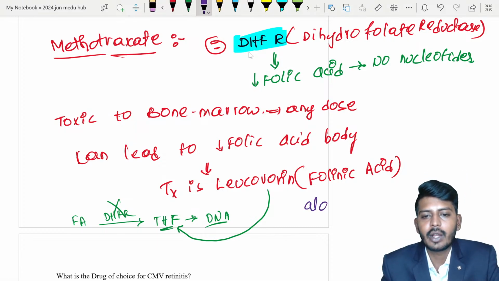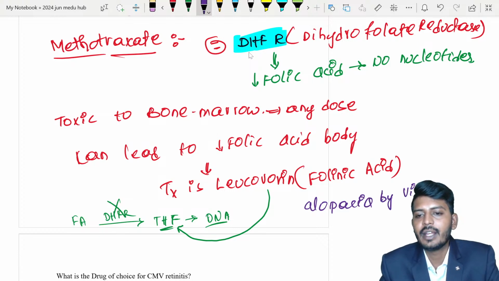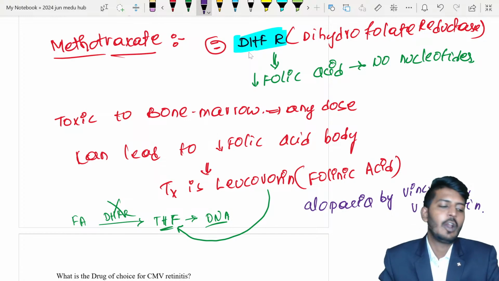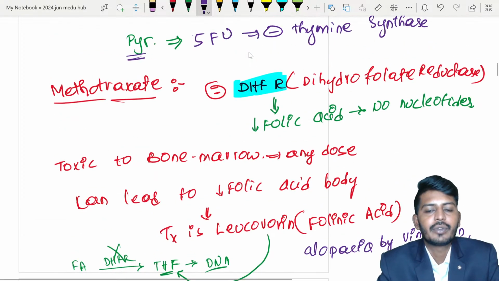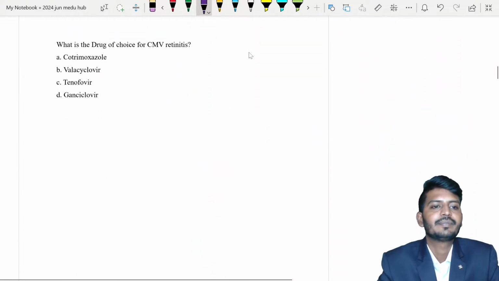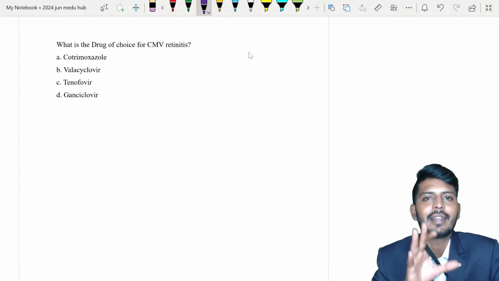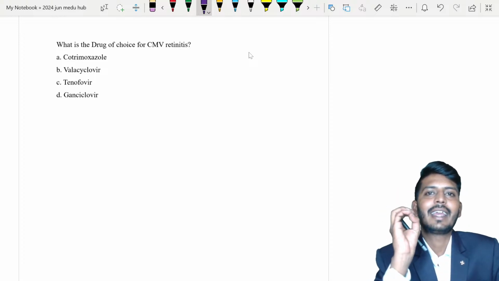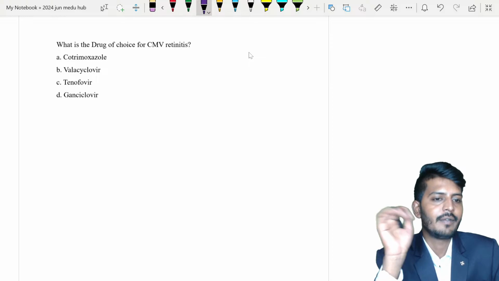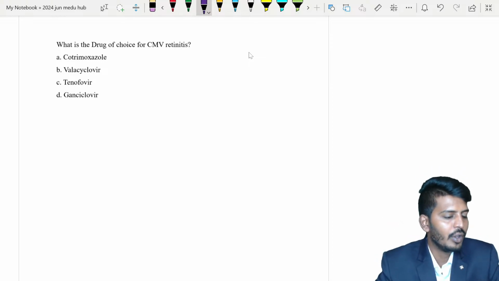Alopecia is most commonly caused by which drug? Vinca alkaloids, vincristine and vinblastine. Vincristine and vinblastine will lead to alopecia. So this is the story of the anti-cancer drugs which are previously asked, like cyclophosphamide, azathioprine, all of them are done. Okay, chalo let's go to the next question.